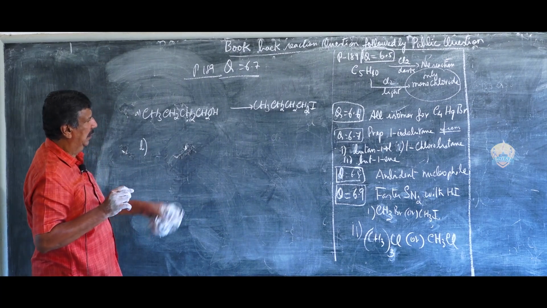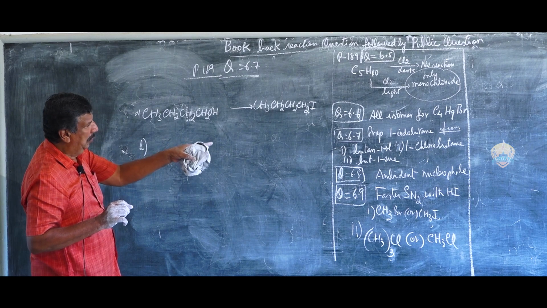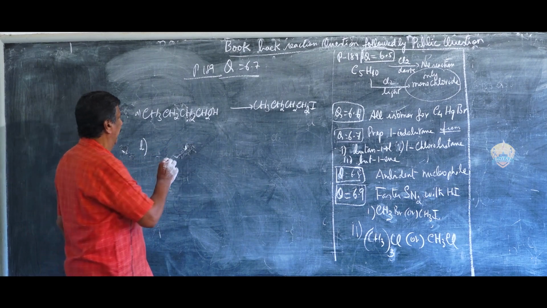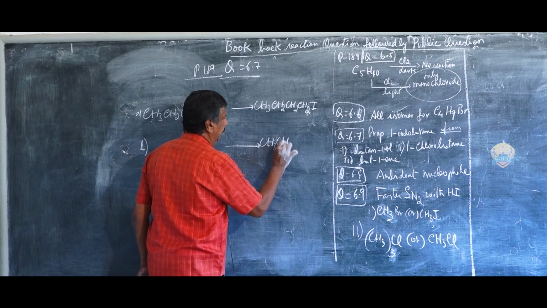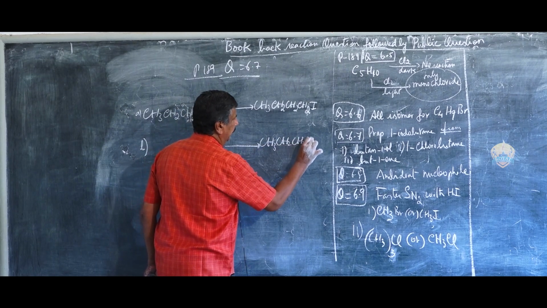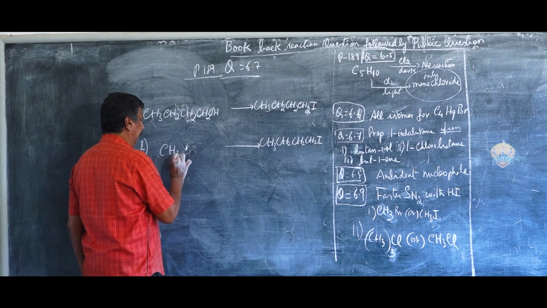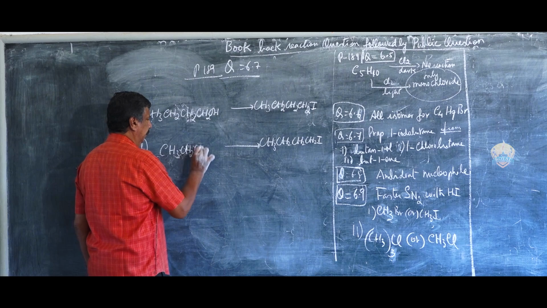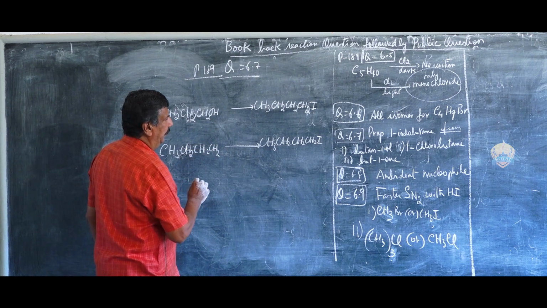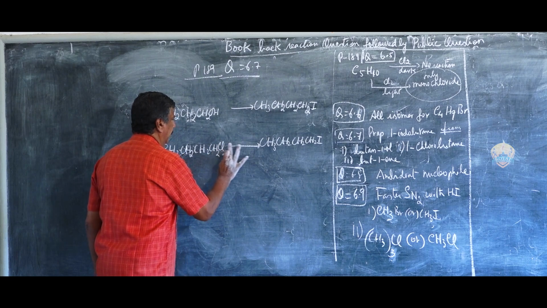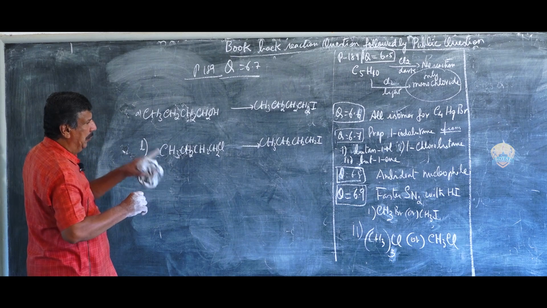Second question. Chlorobutane. Okay. From chlorobutane, all 1. 1-chlorobutane. Then third one, but-1-ene.